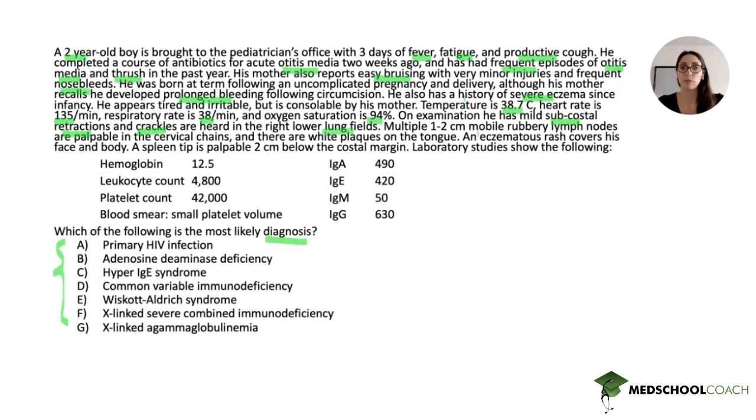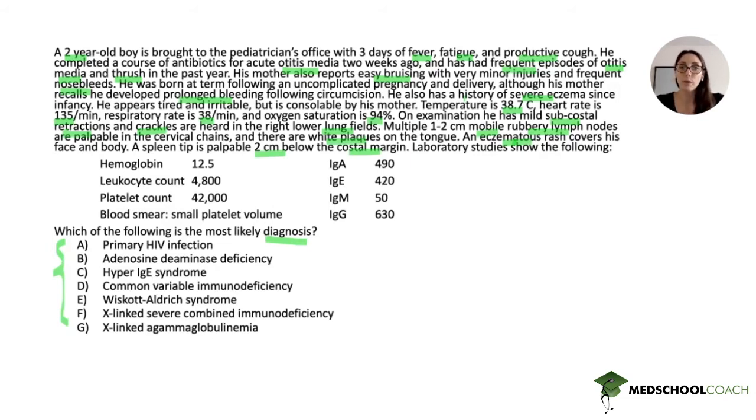Multiple 1 to 2 centimeter mobile rubbery lymph nodes are palpated in the cervical chains, and there are white plaques on the tongue. An eczematous rash covers his face and body. A spleen tip is palpable 2 centimeters below the costal margin. Laboratory studies show the following. So before we even get into these labs, I'd like to point out a few things.